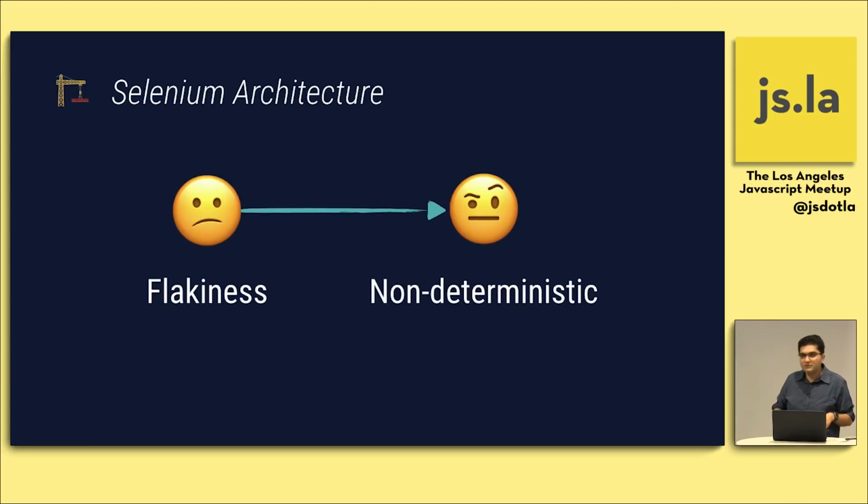And what this leads to is flaky tests. Like, who here has had to deal with flaky tests before, right? There you go. All your hands are up. And the root cause of that is this architecture. And this flakiness is essentially non-determinism, right?